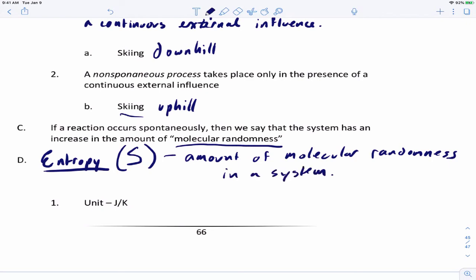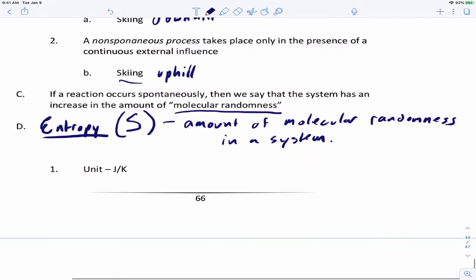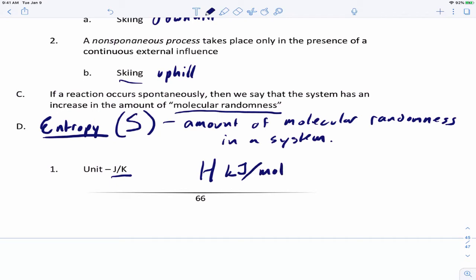Okay, so the units for entropy are going to be joules per Kelvin, which is way different than what we did for enthalpy. Enthalpy's units were kilojoules per mole. So right off the bat, enthalpy is going to be measured in kilojoules, and this is going to be measured in joules. For entropy, there's also a temperature unit involved. So entropy is going to be dependent upon temperature.